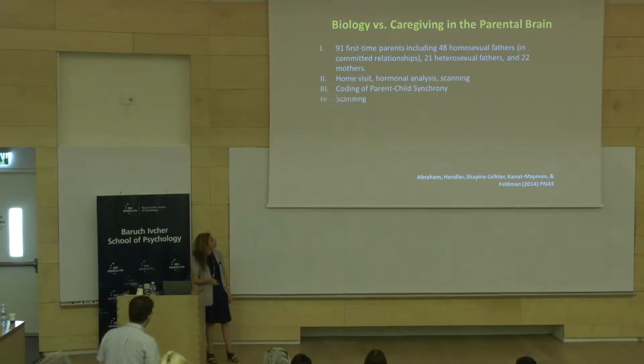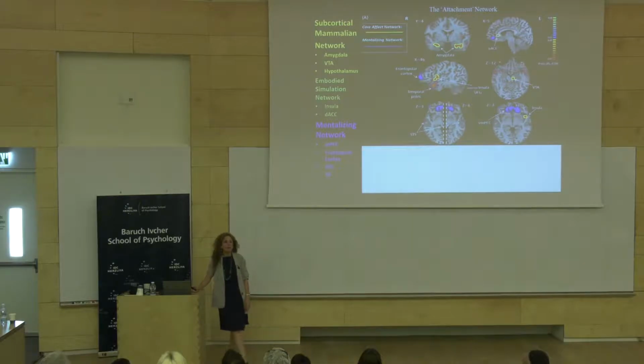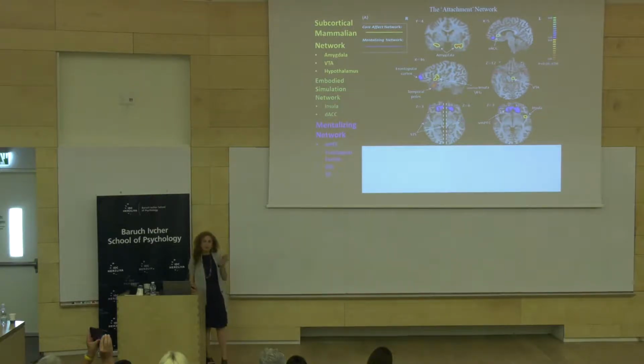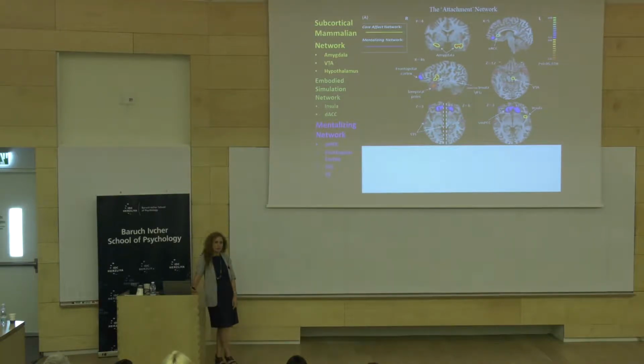Okay, and what we found is that across parent type, mothers and fathers, primary caregivers and secondary caregivers, and biological parents and adoptive parents, basically most of the nodes of the global human caregiving system were activated to the same degree. So we have the subcortical mammalian network, we have the embodied simulation network, and we have the mentalizing network, and you see here also areas in the emotion regulation network. So mainly we see that all types of parents, when you raise a child and you assume the role of a caregiver, this activates the human caregiving system.